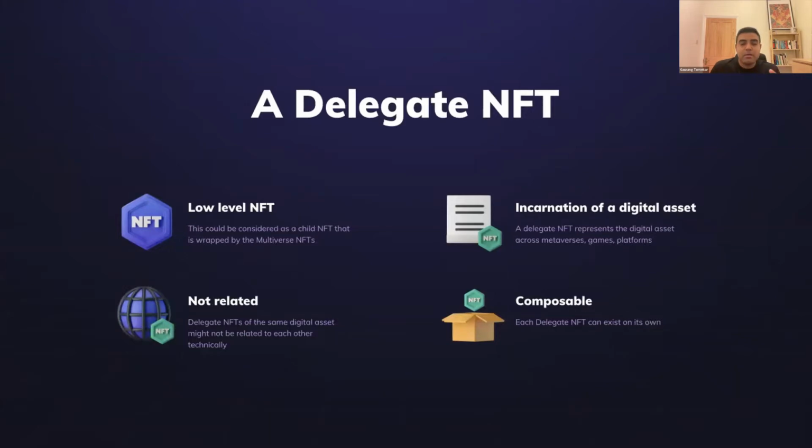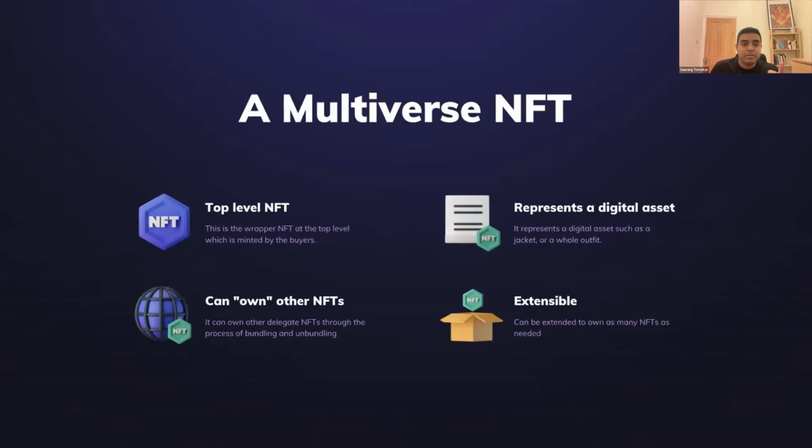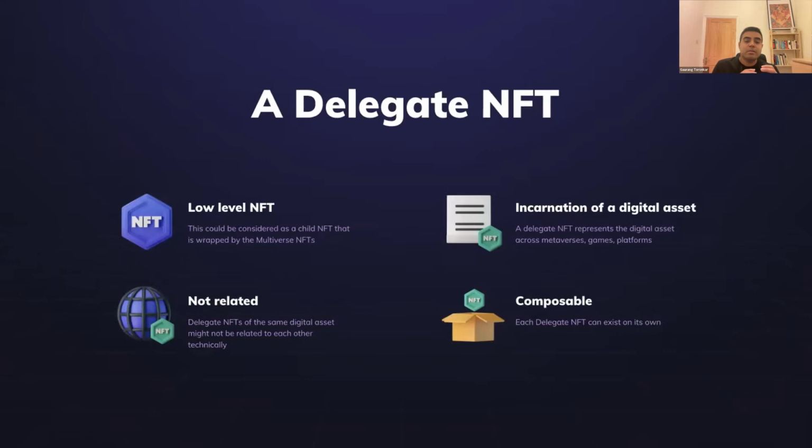So if you look at the standard, to help understand it, you need to understand two concepts. The first is the multiverse NFT, which is the top level NFT, the wrapper NFT. And second is the delegate NFTs. Now the delegate NFTs are the 5 NFTs or the 8 NFTs on all the metaverses. So in case of the golden jacket, each of the metaverses will have an NFT, and we're calling it a delegate NFT. So you'll have a delegate NFT on Sandbox, a delegate NFT on Decentraland, 5 delegate NFTs on Voxels, and 1 delegate NFT on Somnium Space, for that example.